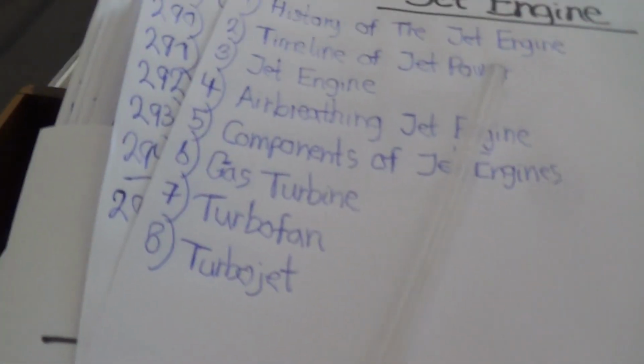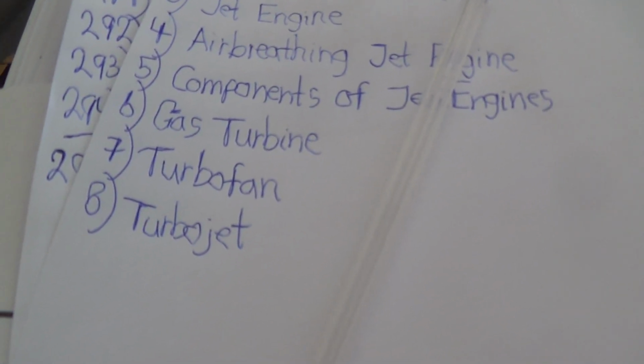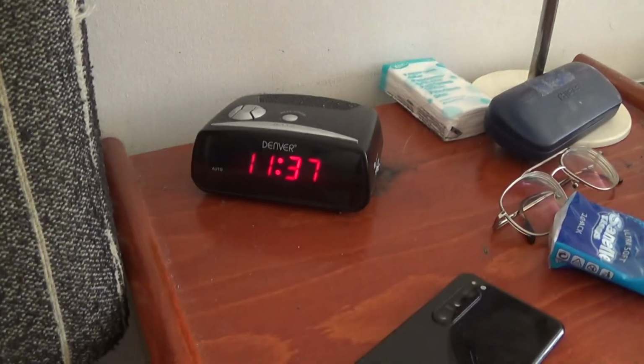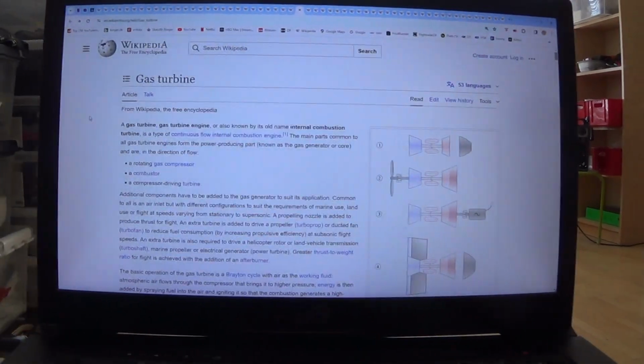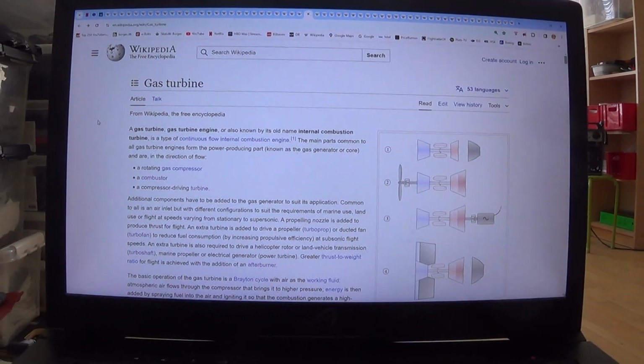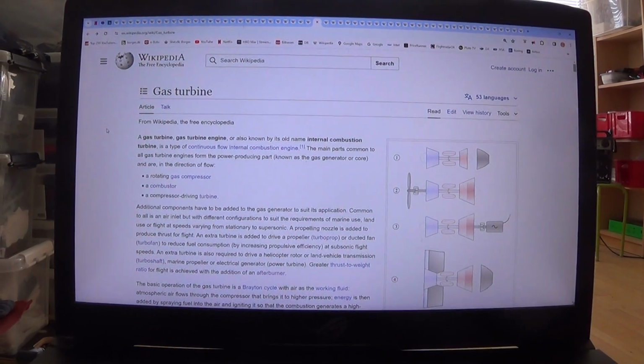Let's continue reading a bit. So just follow my list. I'm going to read about the gas turbine, turbofan, turbojet. It's 12 noon. So let's read this.